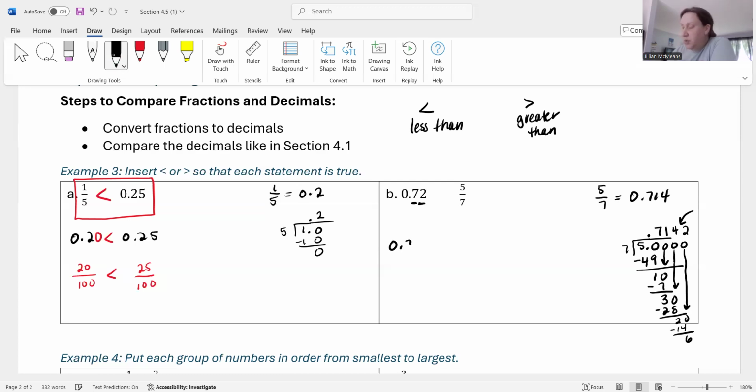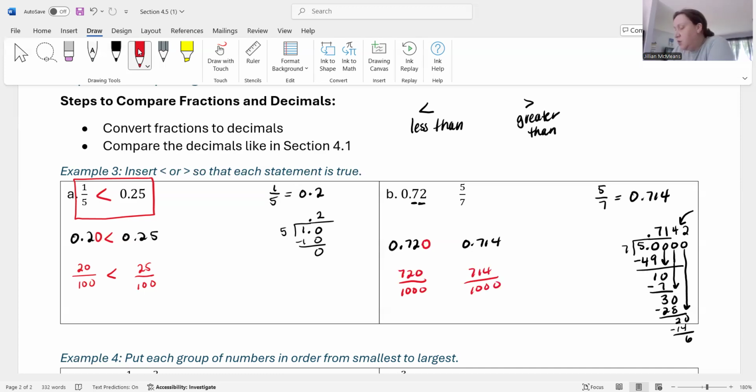So we're looking at 0.72 compared to 0.714. Well, I could go ahead and add a 0 after 0.72. That's the equivalent of giving me an LCD. So this is like looking at 720 over 1,000 compared to 714 over 1,000. Well, as long as my denominator is the same, I just compare my numerators.